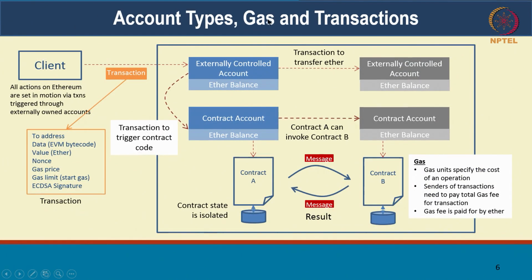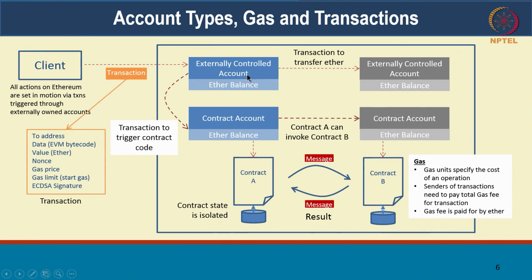So now let's look at a few notions, right? What are accounts, what is gas, and the notion of transactions in Ethereum? So Ethereum really has two kinds of accounts. One is called an externally controlled account. So this is like, I as a user of Ethereum, I can have a wallet, an account, and have a certain balance in that account. So that Ether balance is held in that externally controlled account.